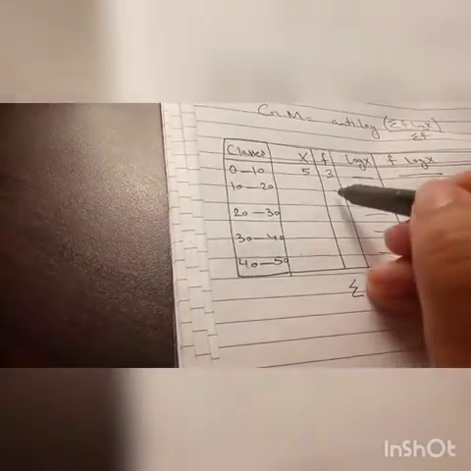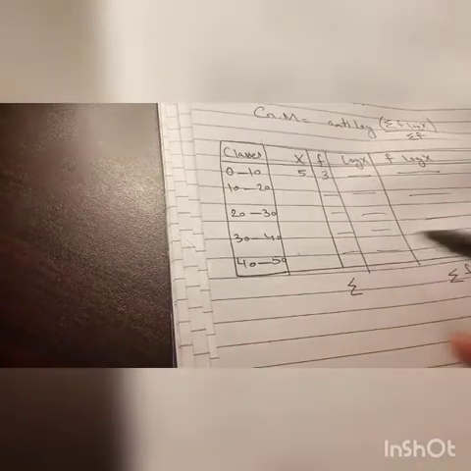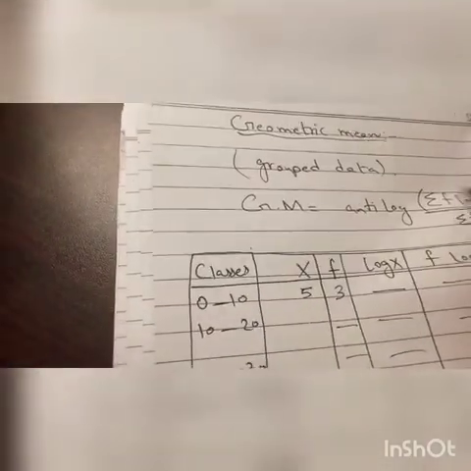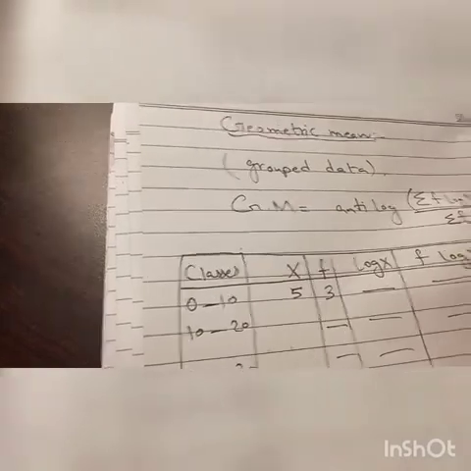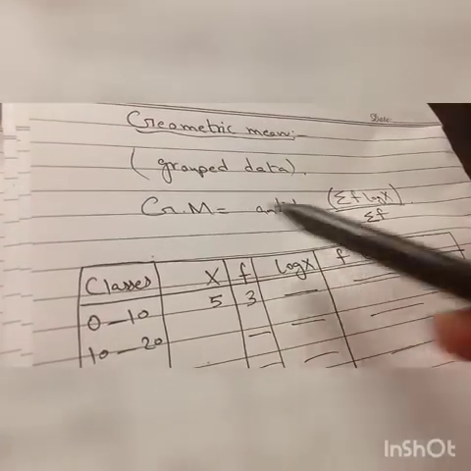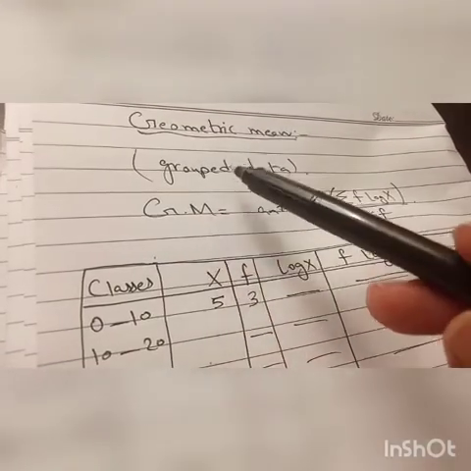At the end, you need to calculate the sum of f log of x: add all these values, whatever comes. Similarly, add all the frequency values, and you will get the sum of f. Once you have these two values, just put the value here, divide it by the sum of f, and calculate its anti-log using the calculator. You will get the geometric mean for group data.